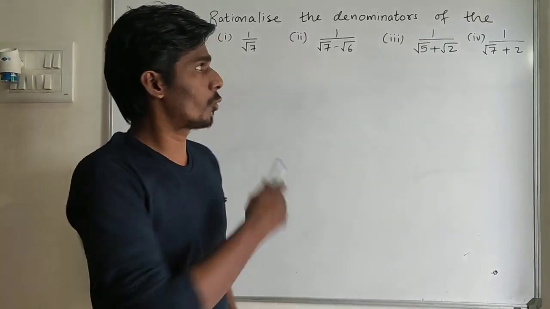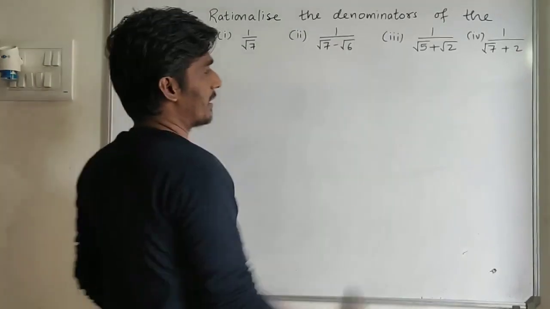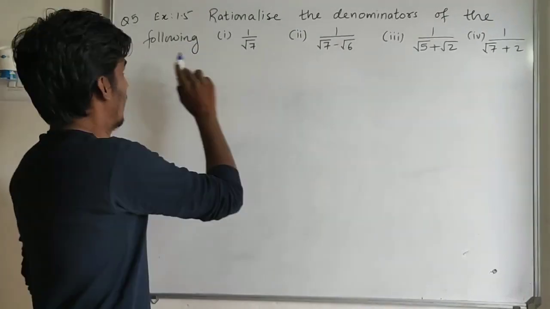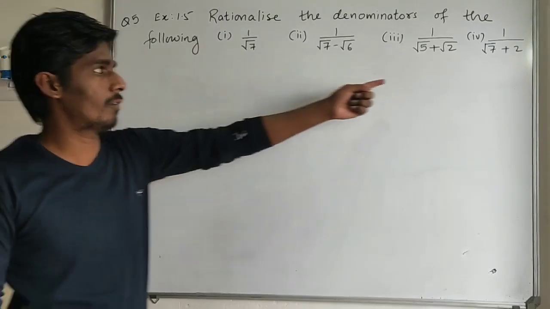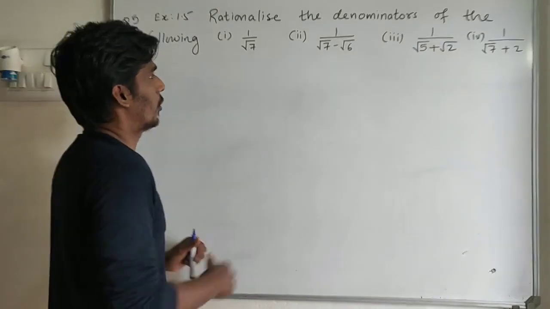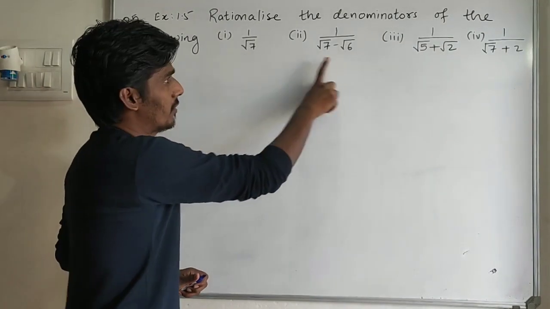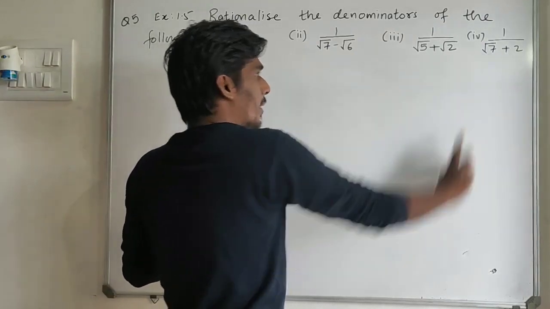Hello everyone. Today we will start our next topic, which is based on what? Rationalize the denominator. Here it's a question of 1.5, question number 5. All 4 questions are from the textbook only. If you look at all the questions, look at the denominator. It's root 7 minus 6, root 5 plus root 2, root 7 plus 2.